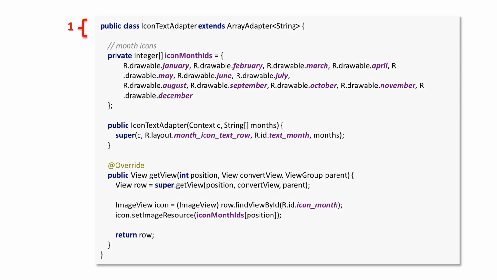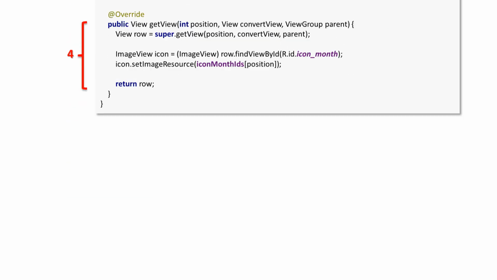You need to start with extending array adapter as the data is an array of strings. To display an image, an array of icons will also be needed. In the constructor, pass in the data array. The array adapter's constructor, called via super, will apply the data to the custom layout. Finally, override getView method so you can assign an image based on the item's position.